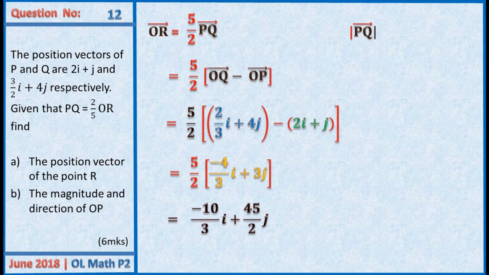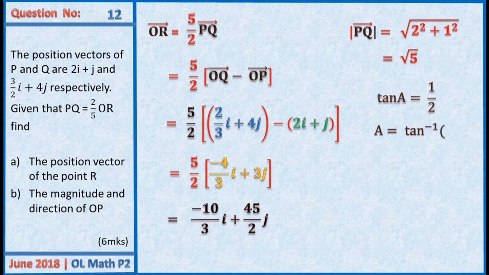Now let us look for the magnitude and direction of OP. The magnitude of OP is the square root of the i component squared plus the j component squared, giving us root 5. And for the direction, let the angle be A, tan A will be equal to y component over x component, that gives us a half. And A will be equal to tan inverse of a half. If you are using a scientific calculator, you press 1 divided by 2, that's 0.5. You now enter the second function, and then tan. That will give you the value to be 26.6 degrees.